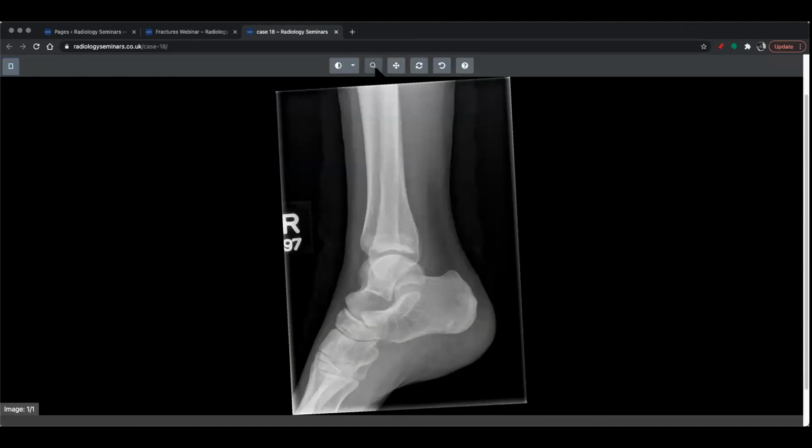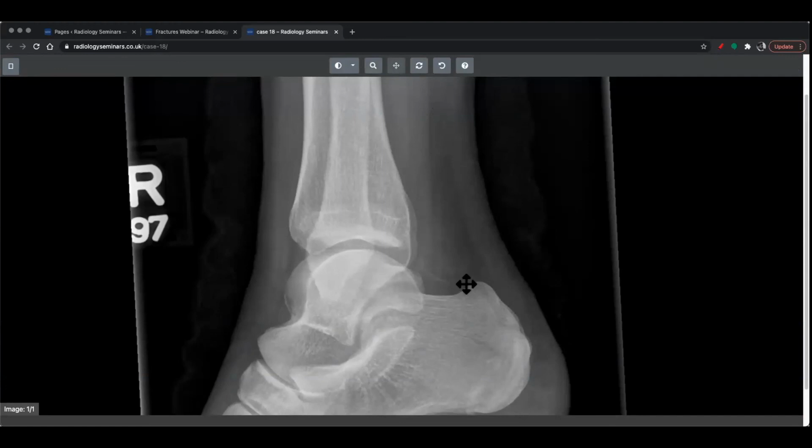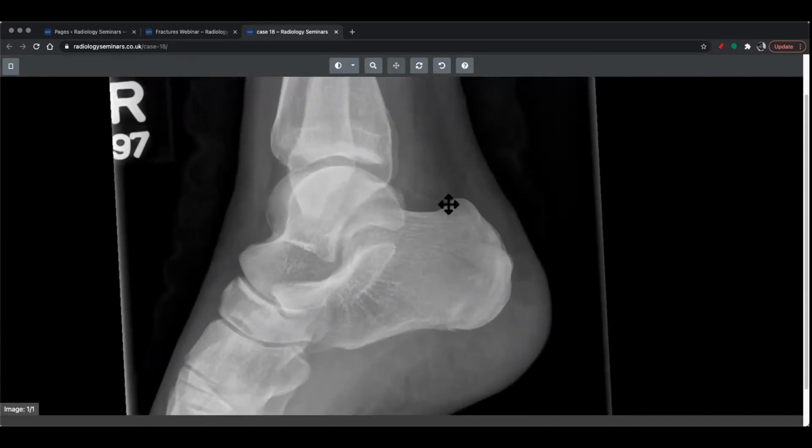Throw in what you think is going on with this patient. Exactly, well done, well done. But listen, again, back to basics. Look for trabecular, look at the cortex, right?